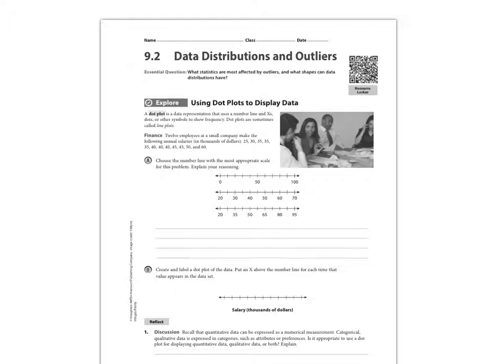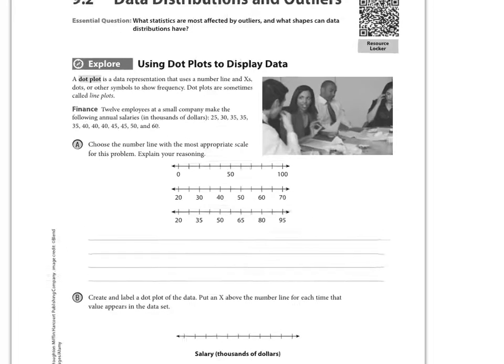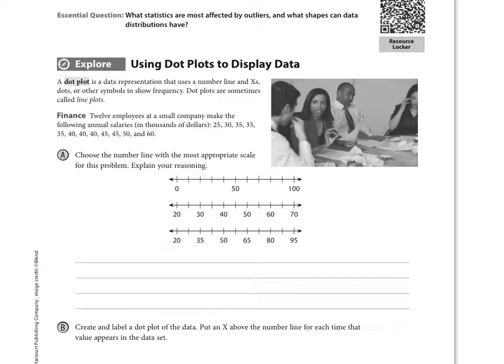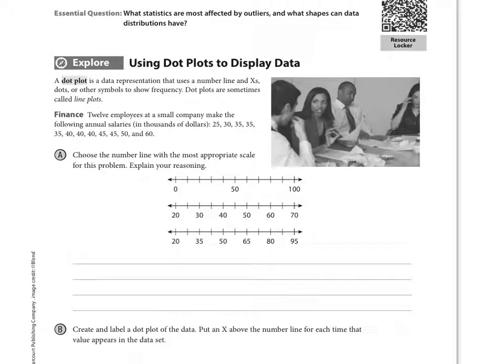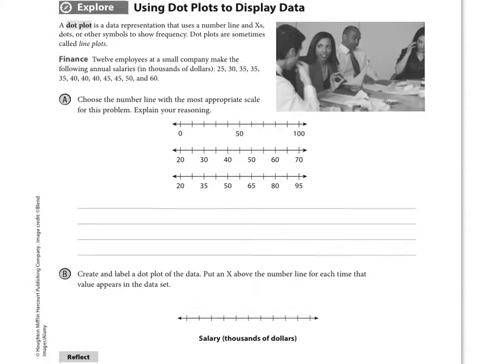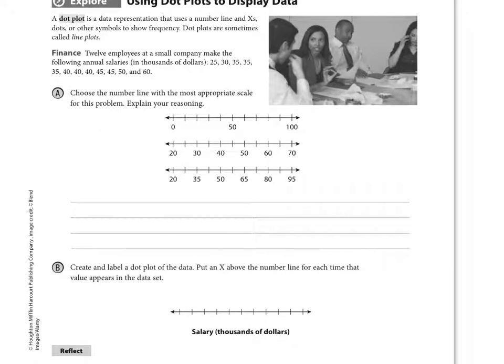We have a few different types of displays, and the main one we're going to be looking at here is a dot plot. We'll look at more in the next lesson. A dot plot is also called a line plot. You could also call it an X plot because they use a number line, and we put X's or dots above the number line to show how often it happens. So if we look at, for example, this data right here, the 12 employees and their annual salaries in thousands of dollars. So we got 25, 30, 35, and so on.